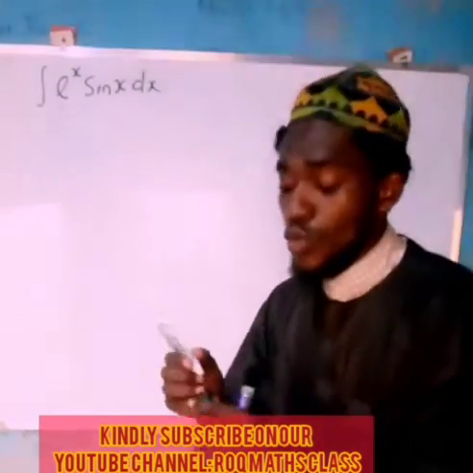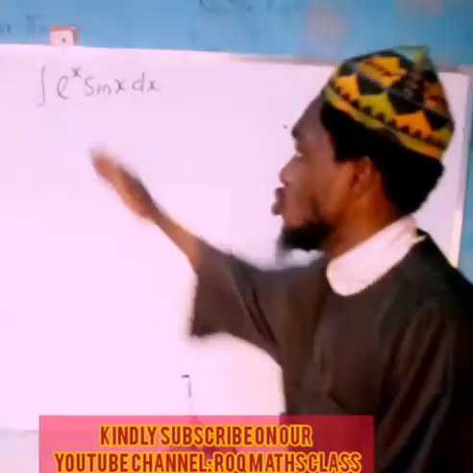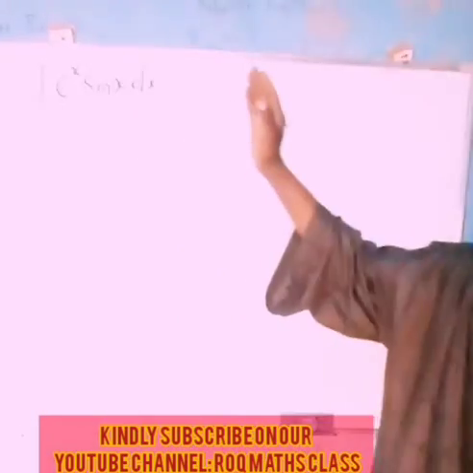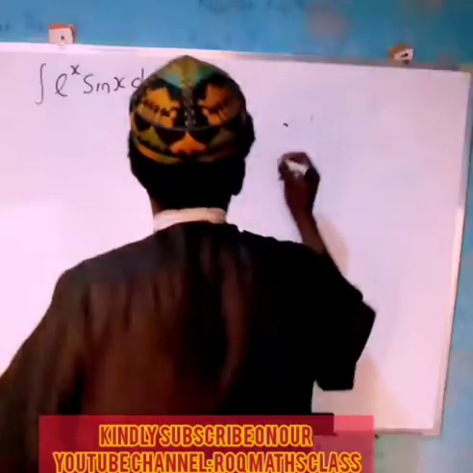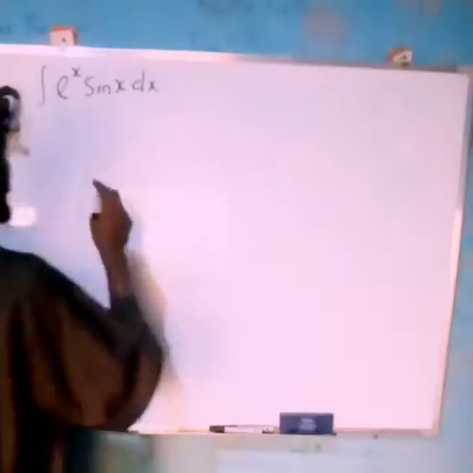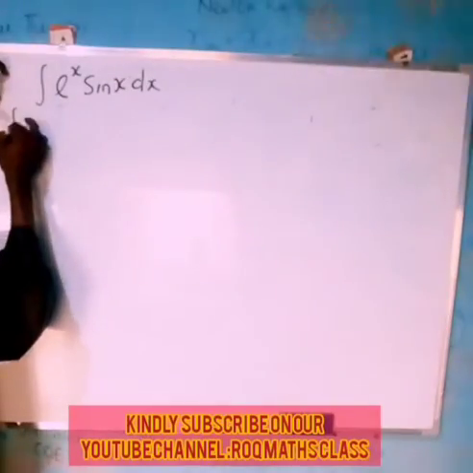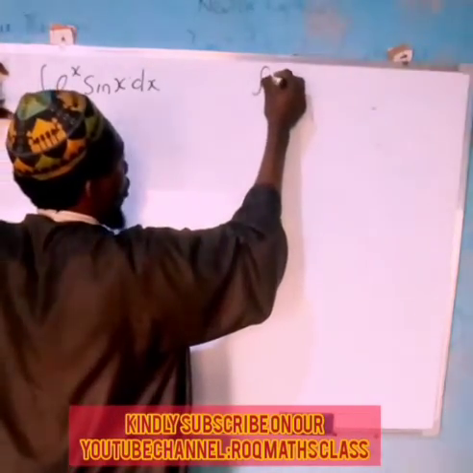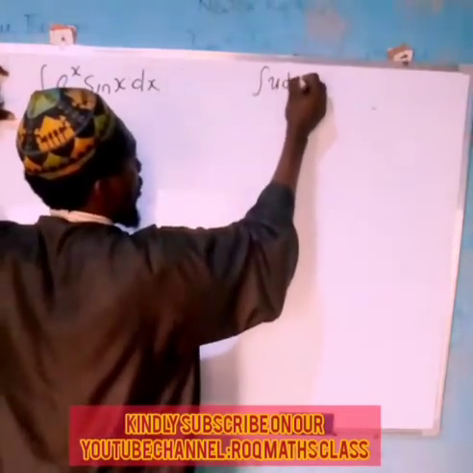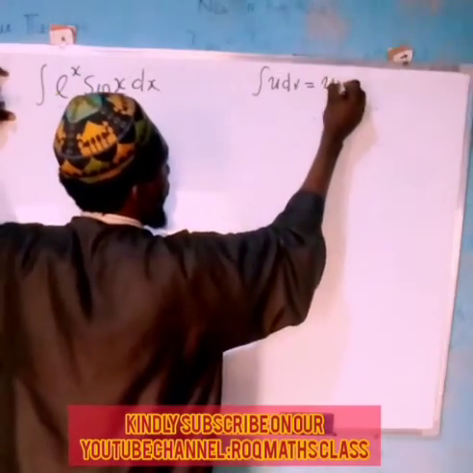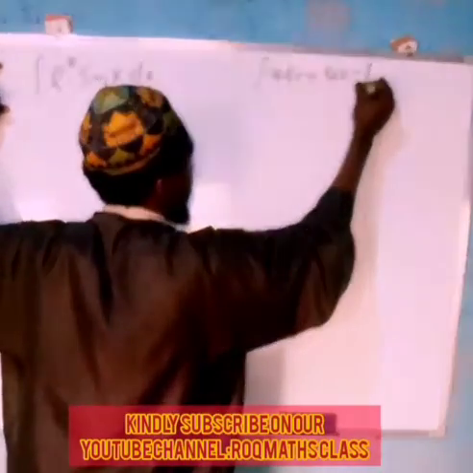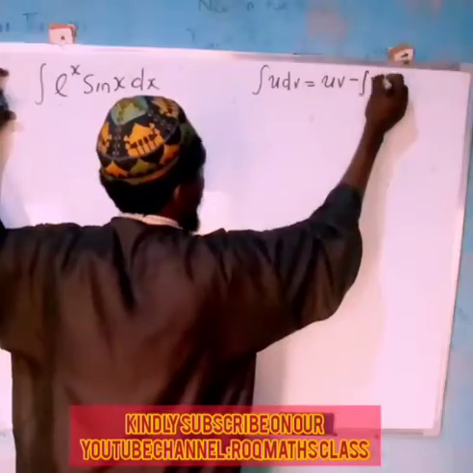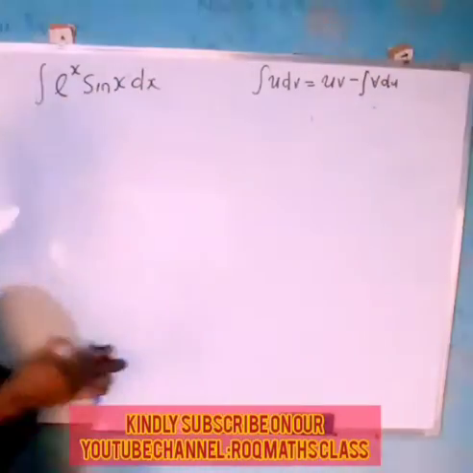Don't forget, you have to know your u and your dv. The formula for integration by parts is given as: the integral of u dv equals uv minus the integral of v du. That is it.